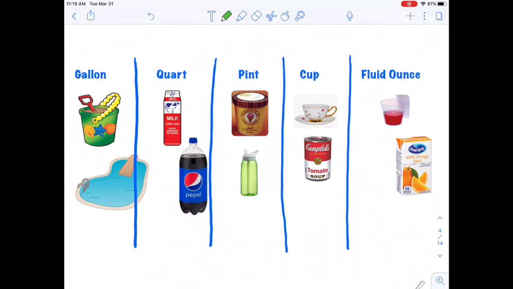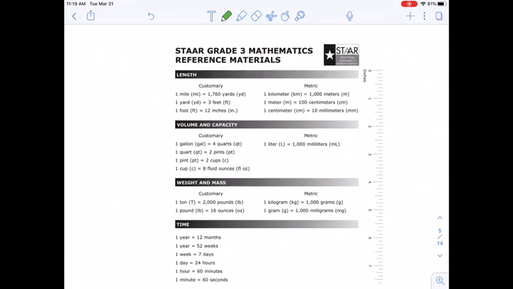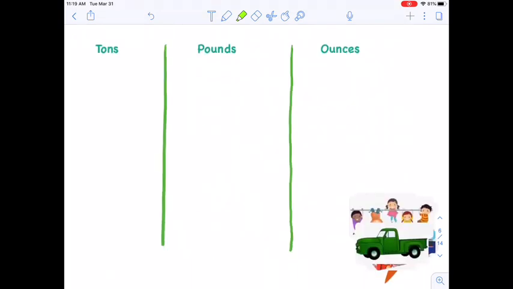Now let's talk about how we would categorize things that we are weighing. So if we look at our weight section, we see that we're talking about tons, pounds, and ounces. 1 ton is 2,000 pounds, so that's really, really heavy. And 1 pound is 16 ounces. So tons are our biggest measurement on our reference chart. Pounds are the next size, and then ounces are the smallest weight that we use to measure things from our reference chart. So let's see how we might sort these out.